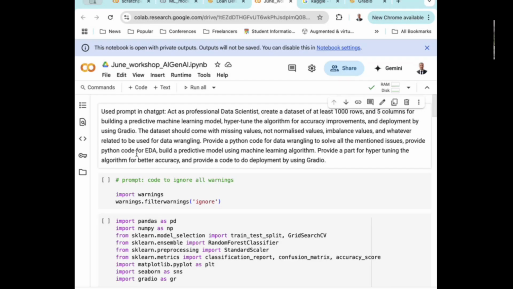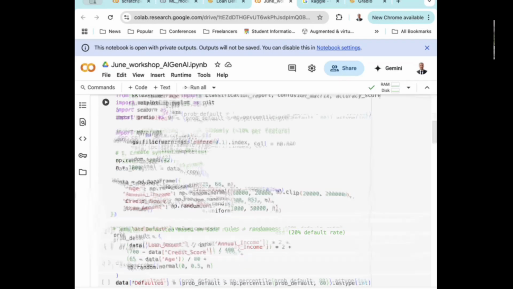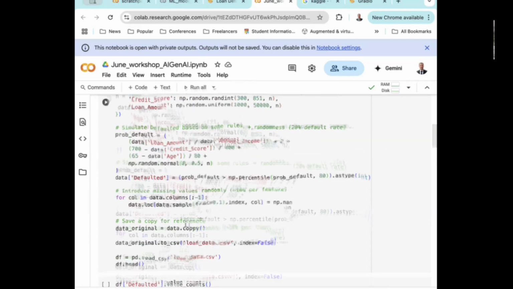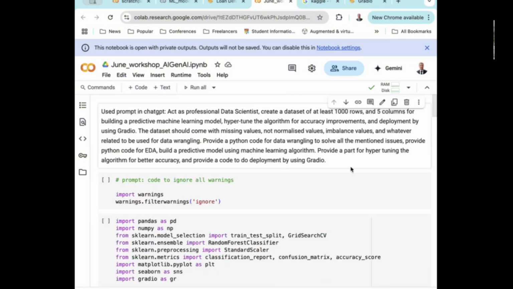Provide Python code for EDA, exploratory data analysis. Build a predictive model using machine learning algorithm. Provide a part of hyper-tune the algorithm for better accuracy and provide a code to do deployment by Gradio. Then I was getting the rest, these codes, but I tune a lot. Let me show you the code if I'm going to use it again. I'm going to copy this code. First of all, I'm going to share it with you. Sorry, this is not the code. This is a prompt.